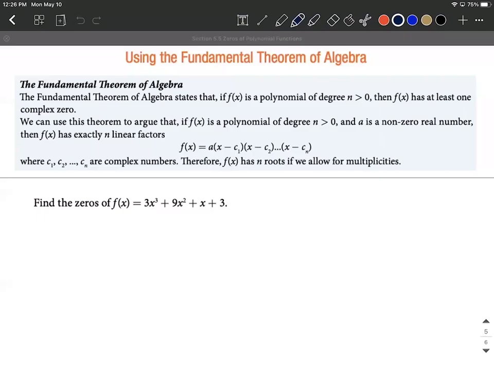Using the fundamental theorem of algebra. So basically the fundamental theorem of algebra states that if you have a polynomial of degree n greater than 0, so the degree is bigger than 0, you get at least one complex zero. But really what this is saying is you can break it down completely.